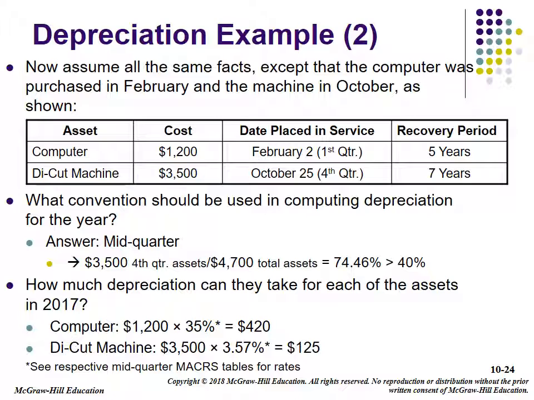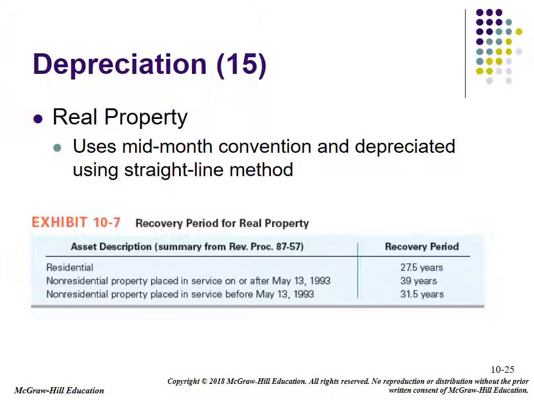And they actually go and show you, pretty similar to what we did. I didn't realize this. I read through the slides, but I didn't see this one. So this is good. $1,200 was the amount of the computer. We go to the computer 5-year life, first quarter table, like we did before, 35% of that. The die cut machine was purchased in the fourth quarter. It's a 7-year property. Go to the fourth quarter table, 7-year, 3.57% is the amount we use. So that is personal property and MACRS depreciation.